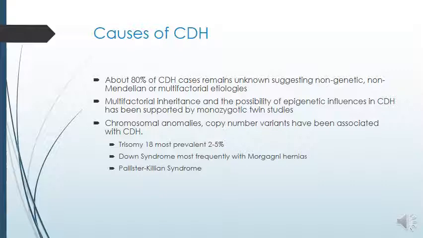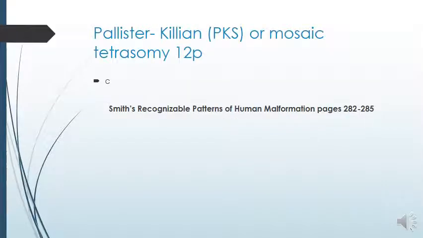In Down syndrome, where there are patients that have CDH, it's most frequently with Morgagni hernias. Also, we find CDH with the Pallister-Killian syndrome, which I'm going to be talking about in the next few slides. I'd like to look at Pallister-Killian, PKS, or mosaic tetrasomy 12p. This is one of the most widespread chromosome disorders associated with CDH. It's caused by a mosaic isochromosome on 12p.